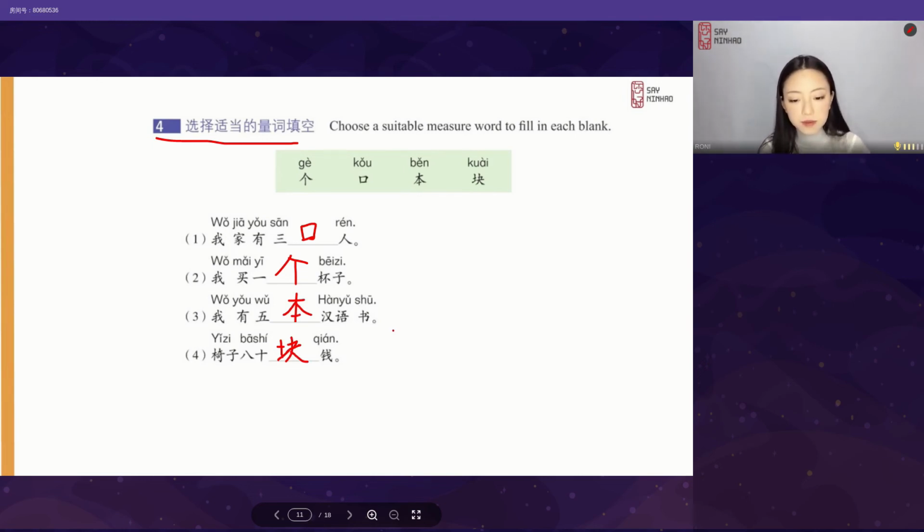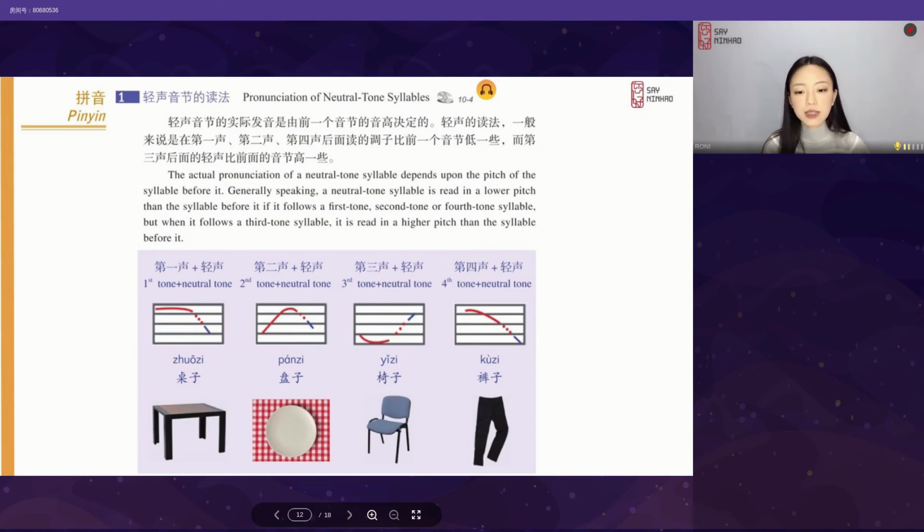Let's move on. Next part is the pronunciation of neutral tone syllables. For these neutral tone syllables, we actually have the pitch. The pitch will be different. Okay, first let's see these tables and the words. And please pay attention to the pitch when I am speaking. Okay, and I will use my hand to indicate the pitch.